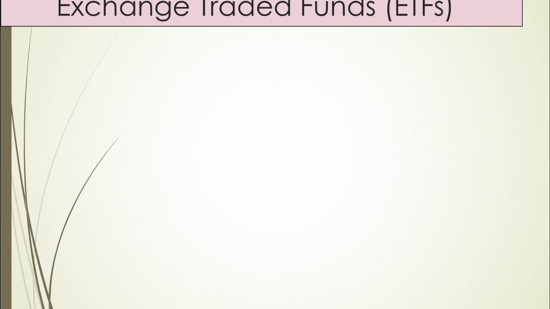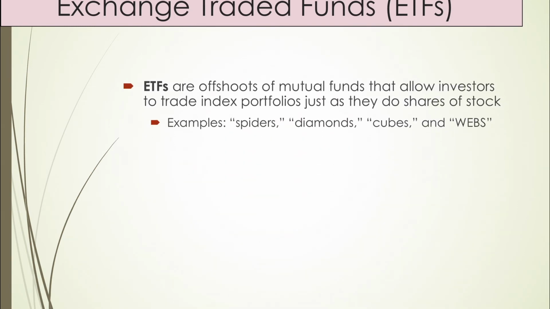Now, one other thing that's similar to a mutual fund is an exchange-traded fund, or an ETF. These are a relatively new type of fund. They were introduced in 1993. And ETFs are offshoots of mutual funds in that they allow investors to trade index portfolios just as they do shares of stock. So you are able to sell it throughout the day, as opposed to mutual funds receiving their net asset value at the end of the day, or whatever that value may be on that mutual fund.